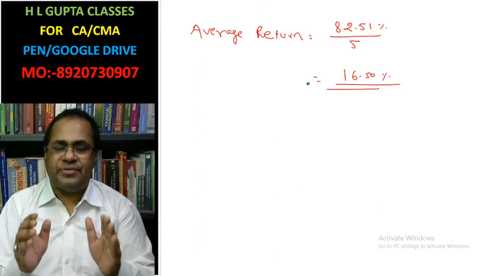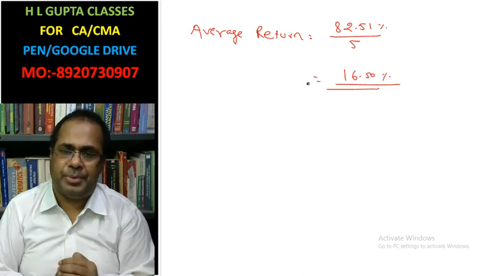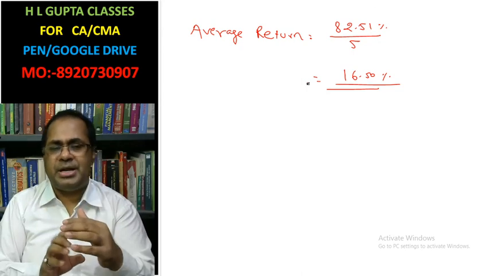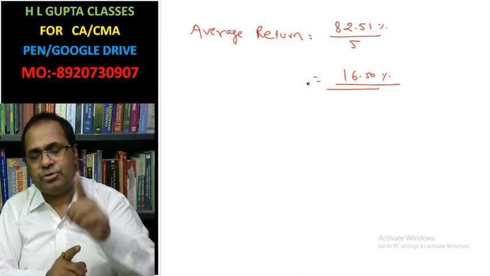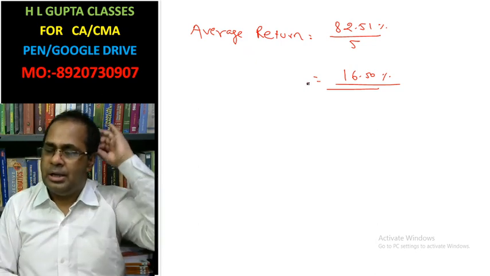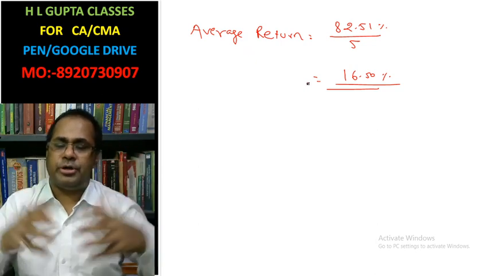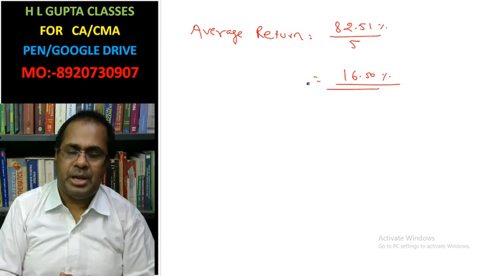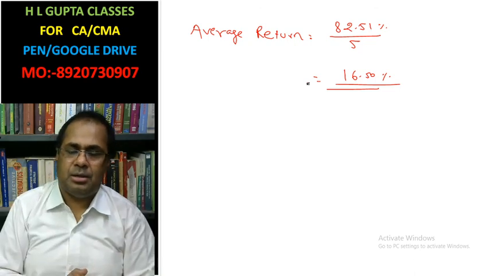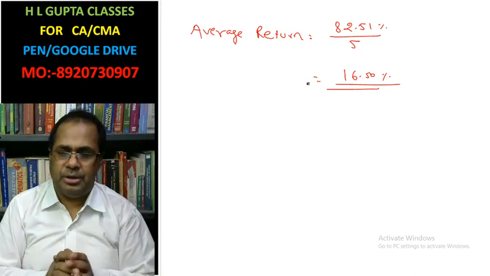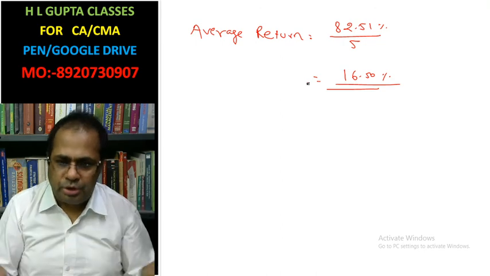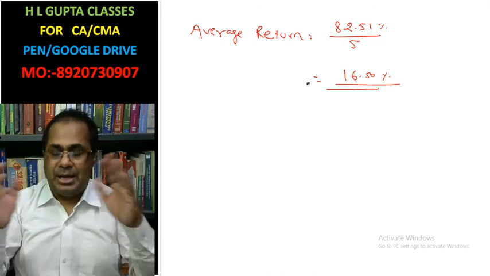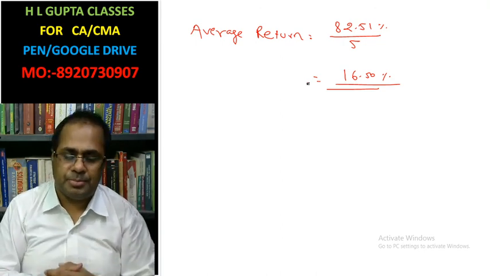So what is the difference between the first part and the second part? In the first part, you calculated the average return first, and thereafter the portfolio return. In the second part, you calculated the portfolio return of each year, and at the end you calculated the average return.